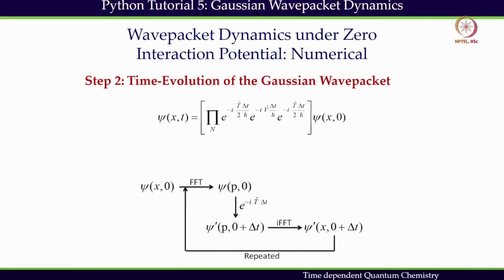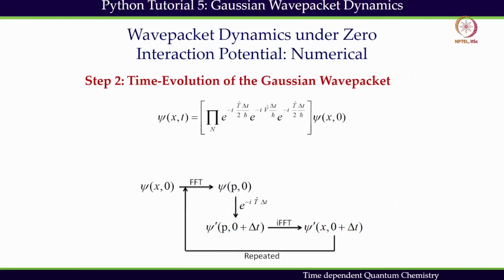Welcome back to Python tutorial 5 of the course time dependent quantum chemistry. We have gone over just how to normalize the initial wave function, and we will proceed further to check how to now time propagate numerically. That is a very simple procedure we will follow. The time propagation part will be done through the split operator approach.